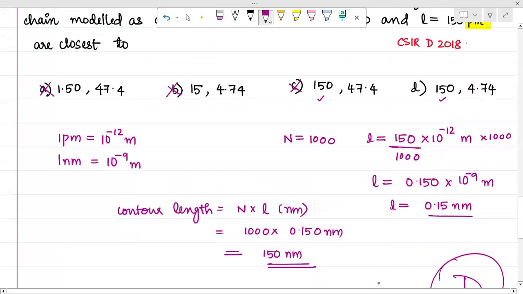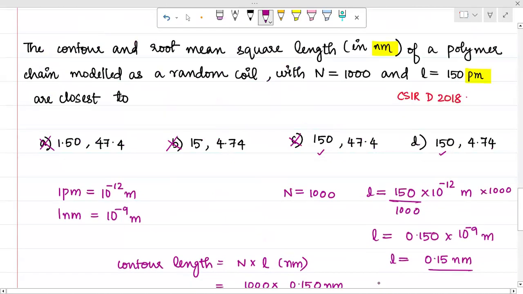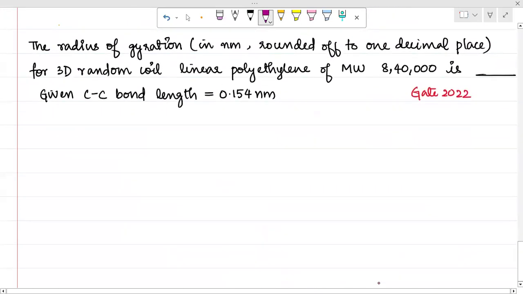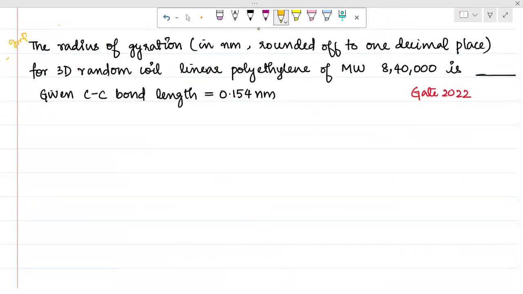This question was asked in 2018. All right. Next. The radius of gyration. Now, this was a controversial question. Please mark this as important.